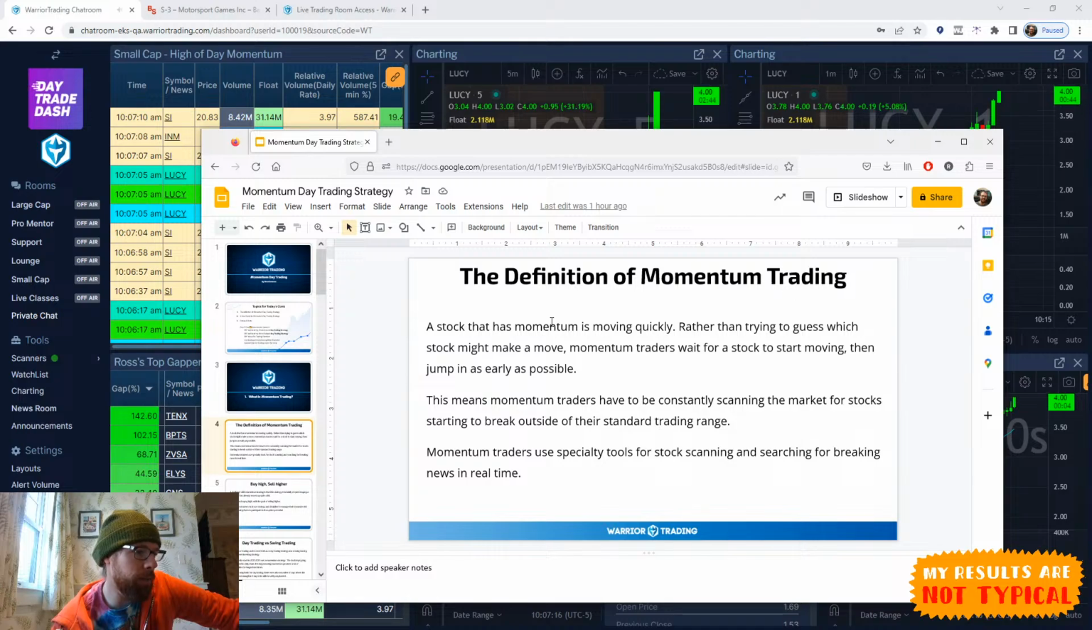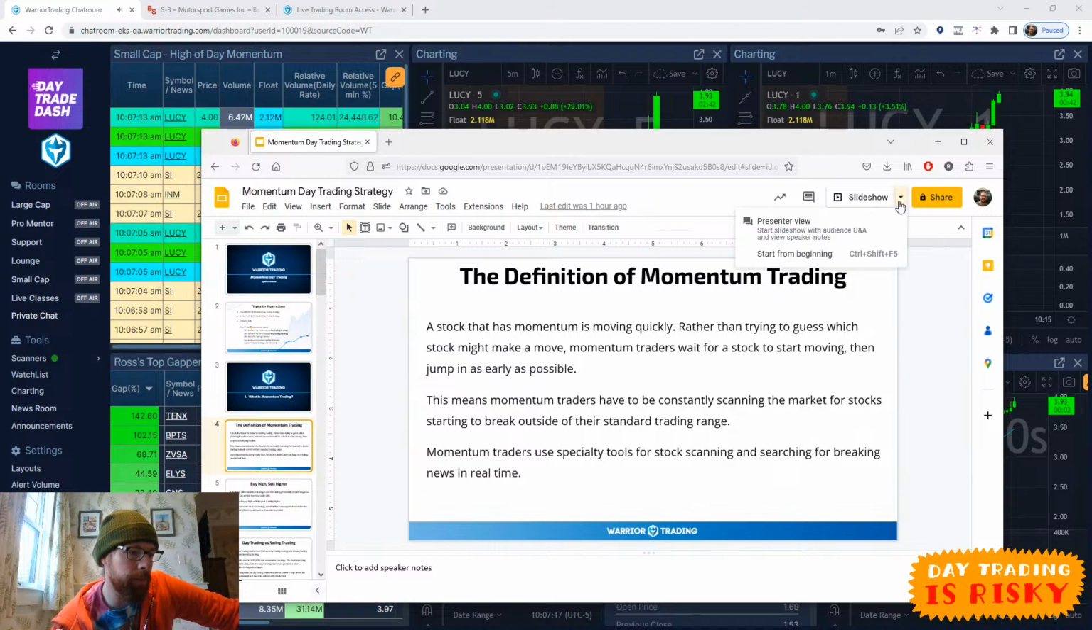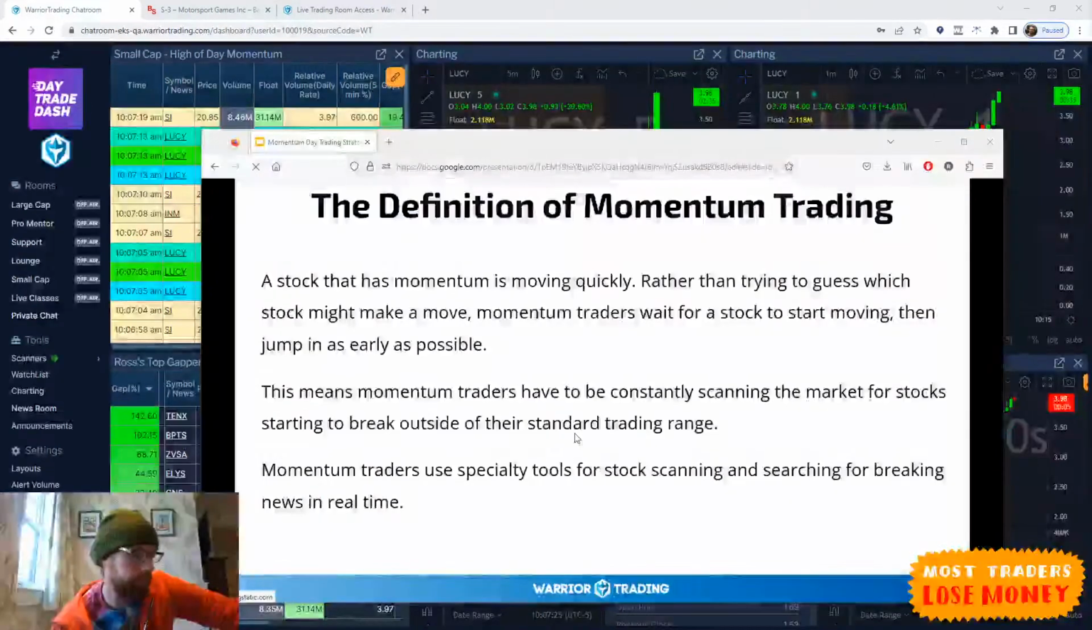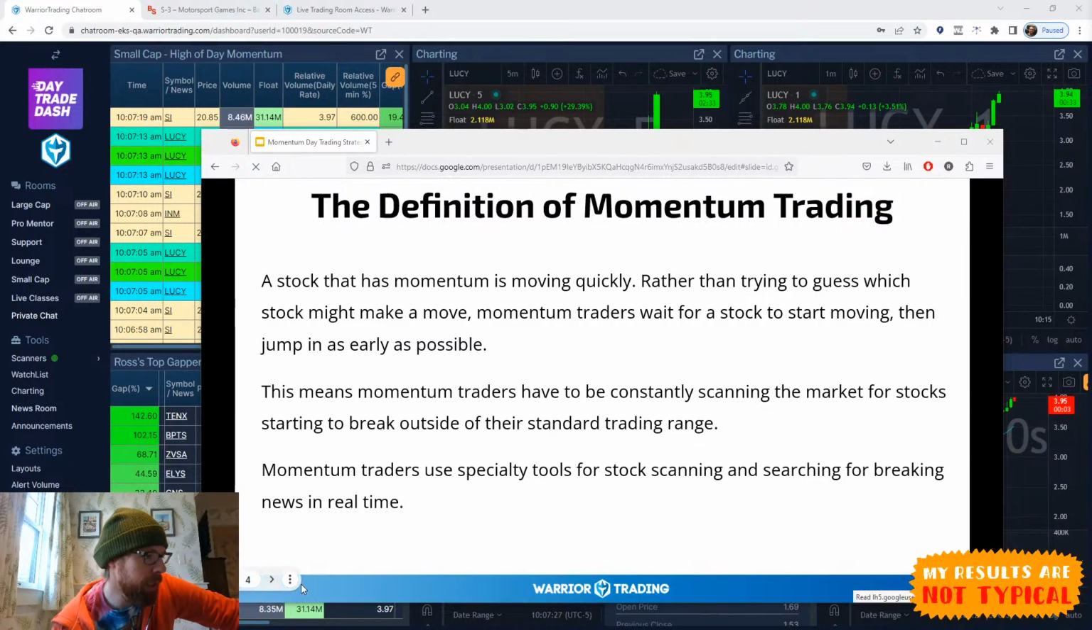All right, so let me go back to full screen here. All right, presenter view. And back to full screen.